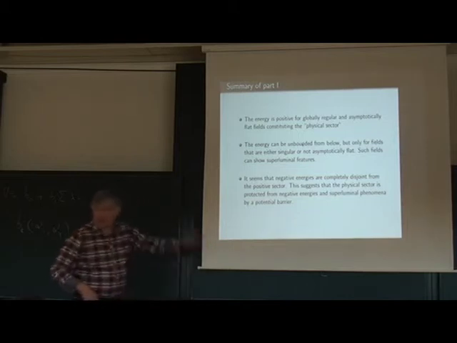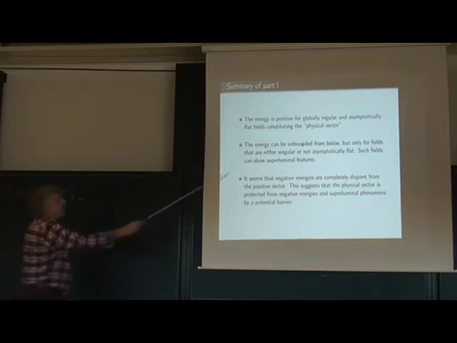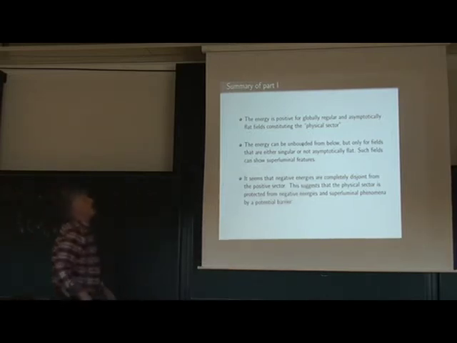And so let me summarize the first section. The energy in the theory can be positive for globally regular and asymptotically flat fields. It can also be negative, but only in the case the fields are either not asymptotically flat or not regular.